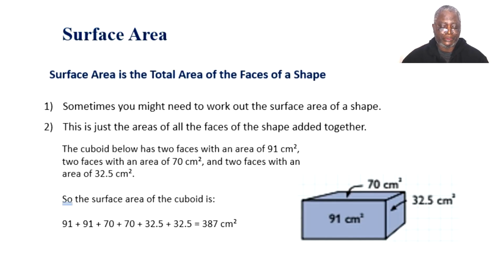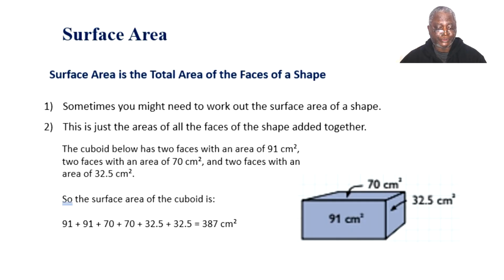Let's look at surface area. Surface area is the total area of the faces of a shape. Sometimes you might need to work out the surface area of a shape. This is just the areas of all the faces of the shape added together.